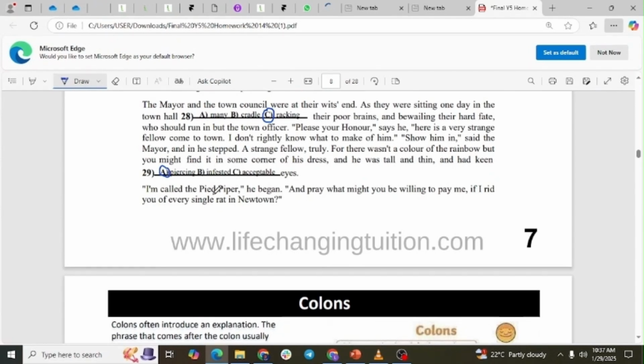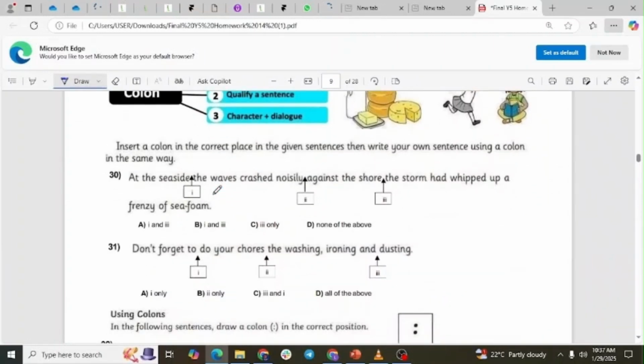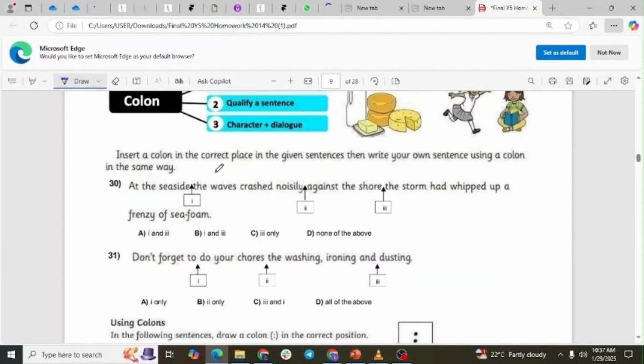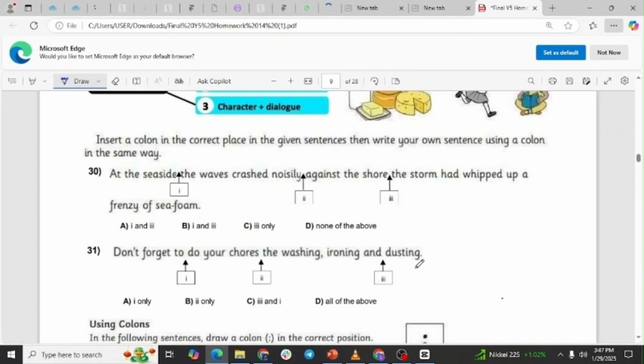Insert a colon in the correct place in the given sentences, then write your own sentence using a colon in the same way. Question 30. Sentence. At the seaside, the waves crashed noisily against the shore. The storm had whipped up a frenzy of sea foam. Correct answer: C. 3 only.